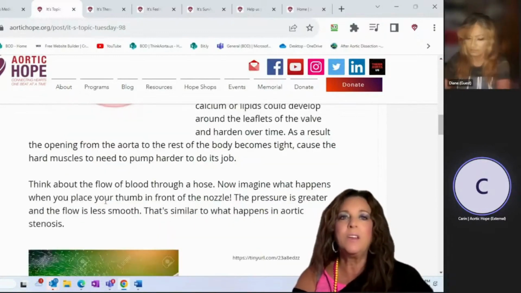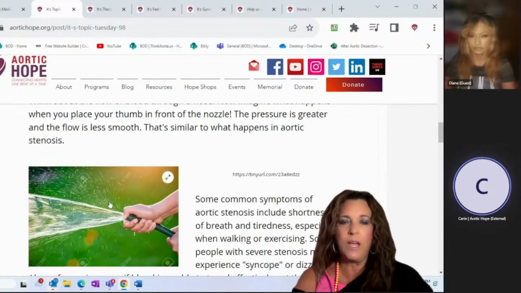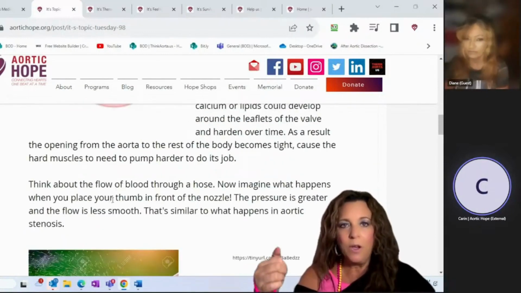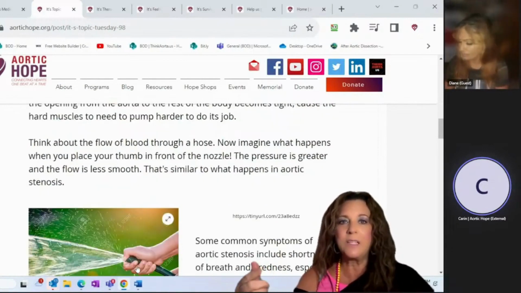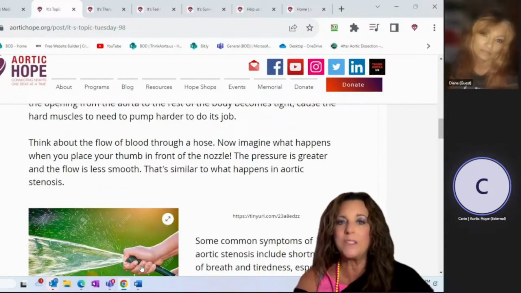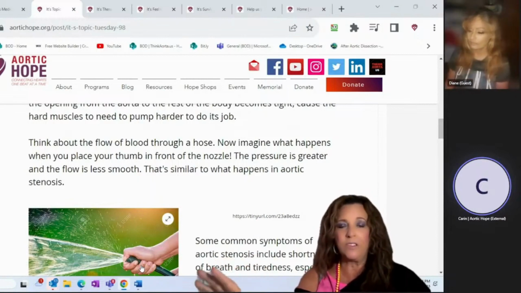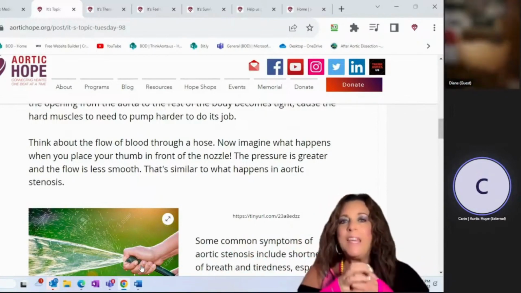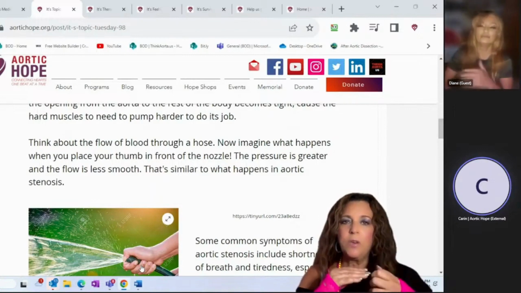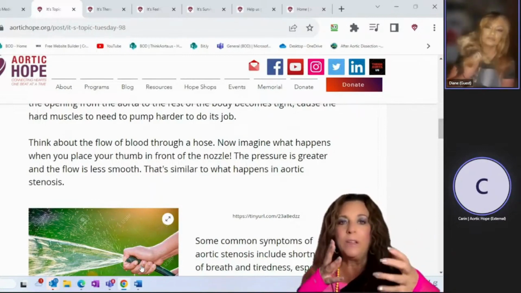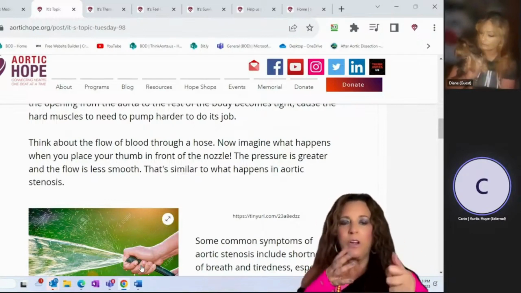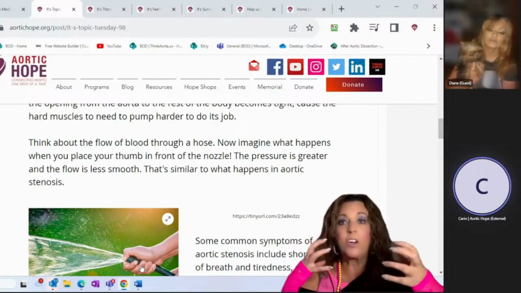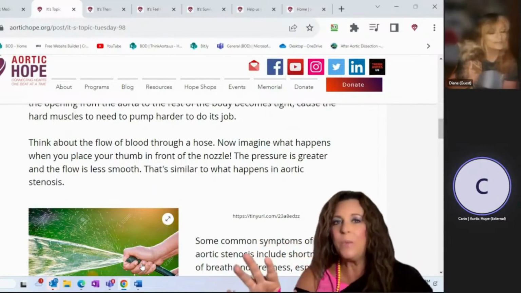If you think about blood flowing through a hose, as you see here, imagine what happens when you put your thumb over the nozzle, like depicted here. The pressure is greater and the flow is less smooth. I love garden hose analogies when it comes to aortic disease. There are so many different types of analogies, but this is a good one. So if you make it harder, like stenosis, by putting your thumb over a fully open valve that's now leading through the garden hose, you're going to make that spray harder and less smooth. That's kind of what happens with stenosis.